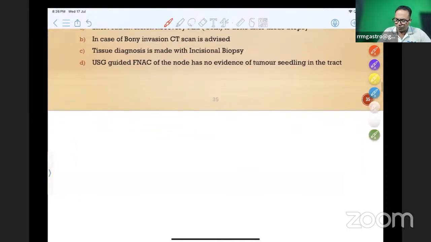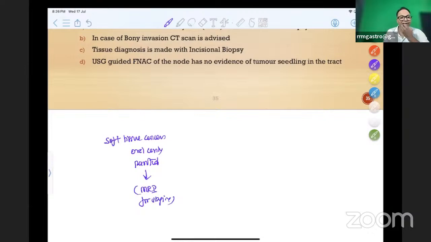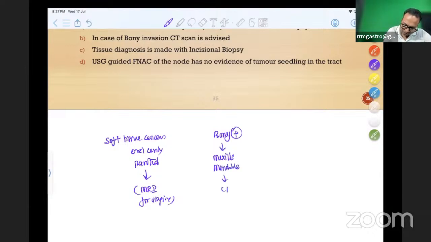See, first of all, I want to tell you which investigation should be used for soft tissue cancers. Soft tissue cancers like oral cavity, parotid, we will go for MRI for staging. For soft tissue cancers like oral cavity cancer, tongue cancer, parotid cancer and all, we will go for MRI. Bony involvement like maxilla cancer, mandible involvement in cancer, we should go for CT scan. So don't have any doubt in this.